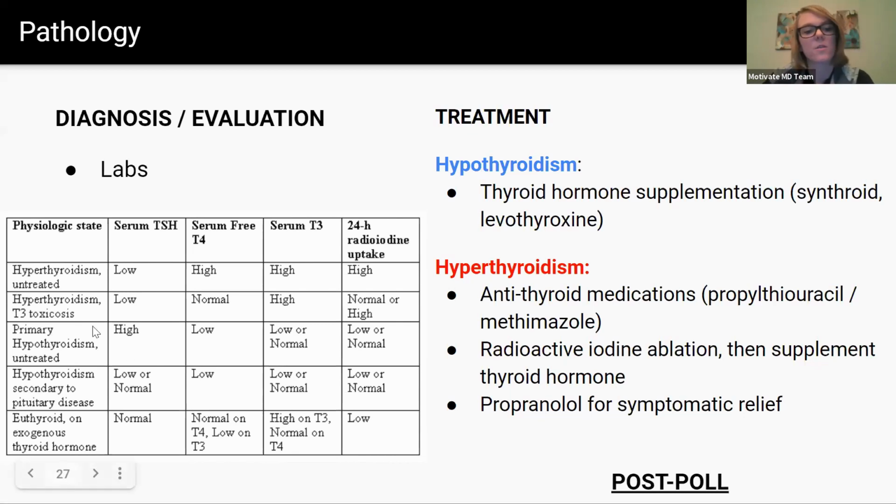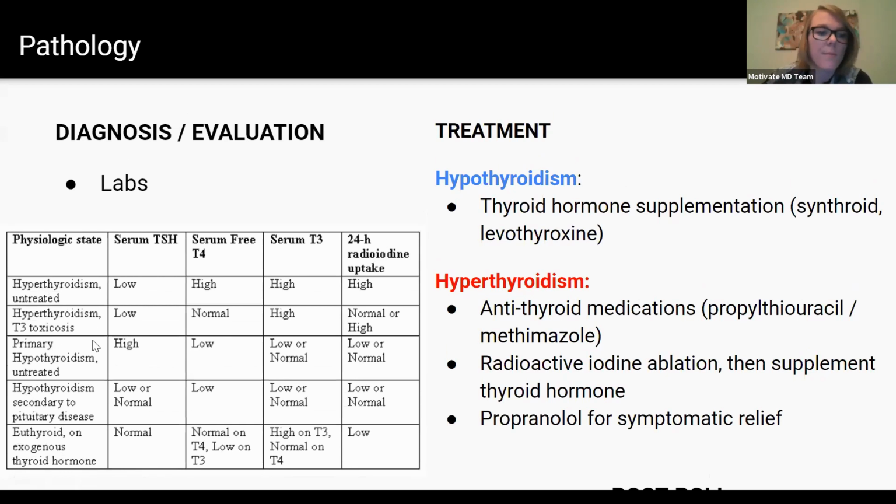Hopefully it's not making your eyes go cross-eyed at this point. But the thing I want to draw your attention to here is, we talked a lot about primary hypothyroidism untreated. And what we're going to see is that high TSH. So we're going to see high TSH and then low T4.